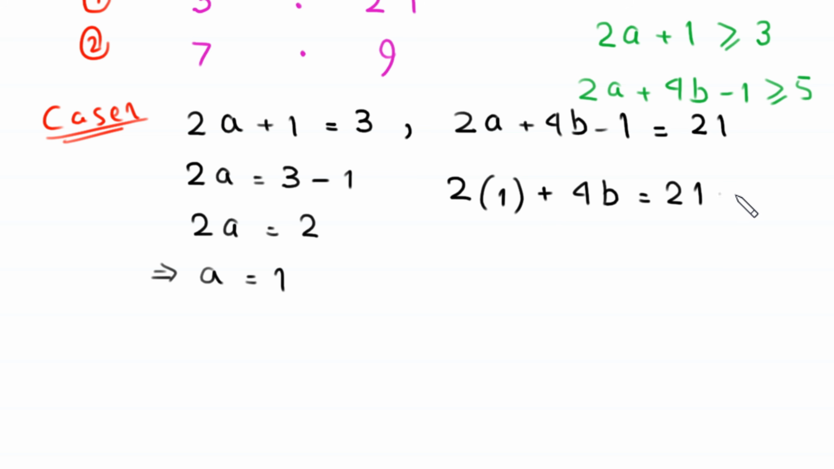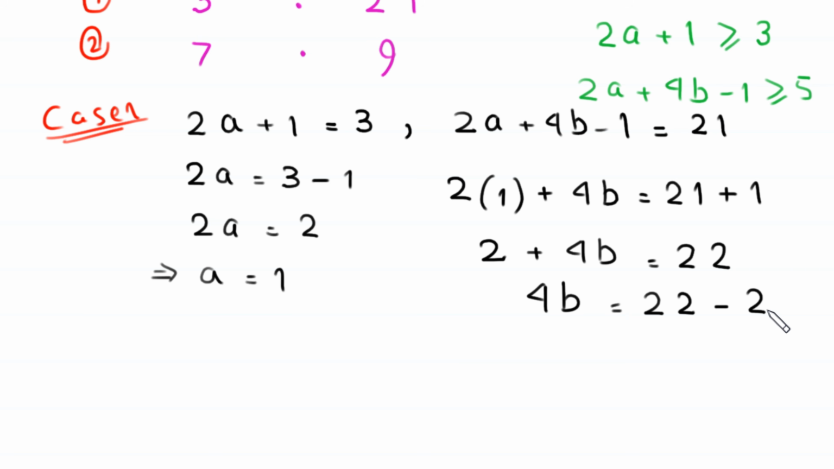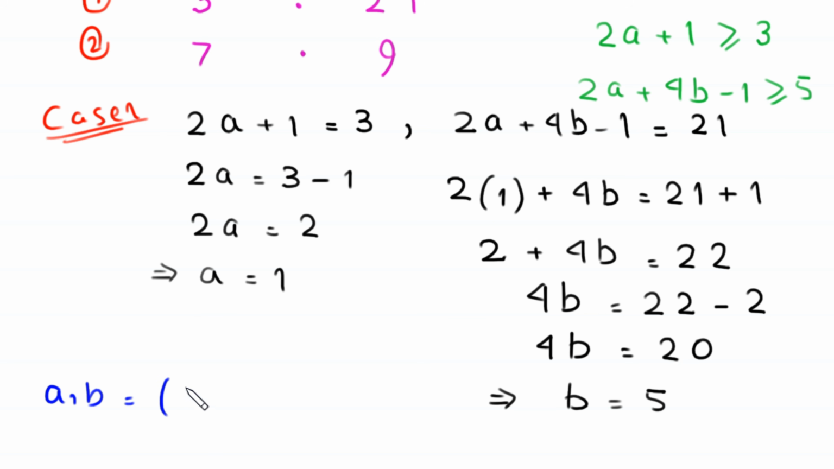Move this 1 to the right hand side. This will become plus 1, and further simplified, 2 plus 4 times b equal to 21 plus 1, which is 22. Move this 2 to the right hand side. This will become 4 times b equal to 22 minus 2, so 4 times b equal to 20. If we divide both sides by 4, this implies that b is equal to 5. So from this case we get one pair: a is 1 and b is 5. So the pair will be 1 comma 5.